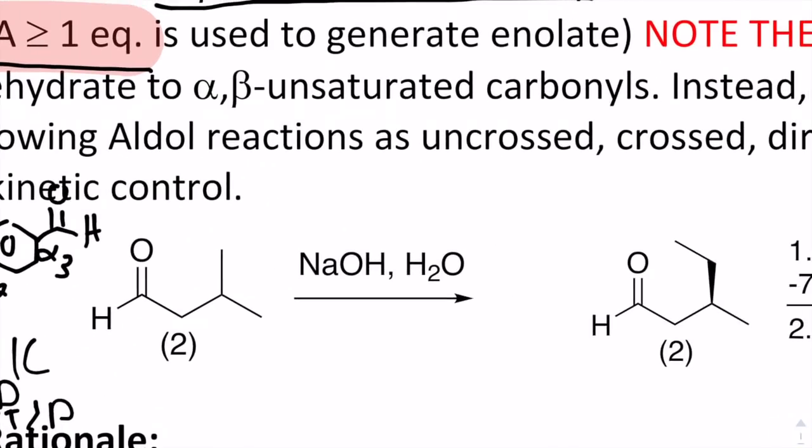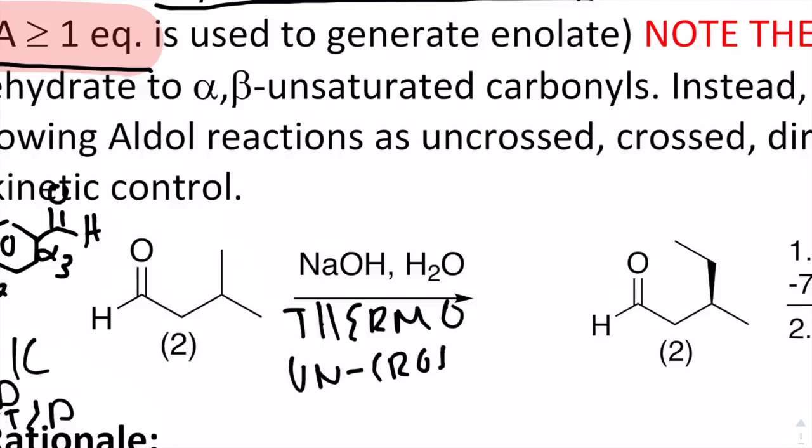So when I see an aqueous base like sodium hydroxide, I'm going to think thermodynamic control. That's the first thing. The next thing is, do I have two of the same molecule? Well, yeah, I do. So this is going to be an uncrossed aldol reaction because it's two of the same thing. All right, now this is going to be a little bit tricky. In terms of directed or undirected, directed basically means that one molecule has alpha protons and the other one does not. So if I have two of the same molecule and that molecule does have alpha protons, this is going to be an undirected reaction.